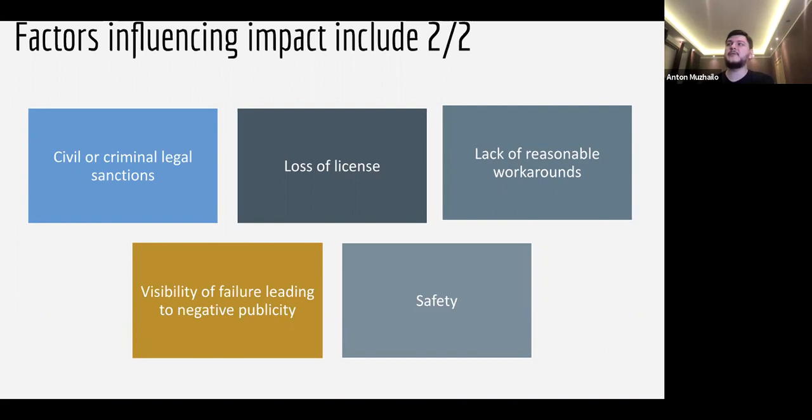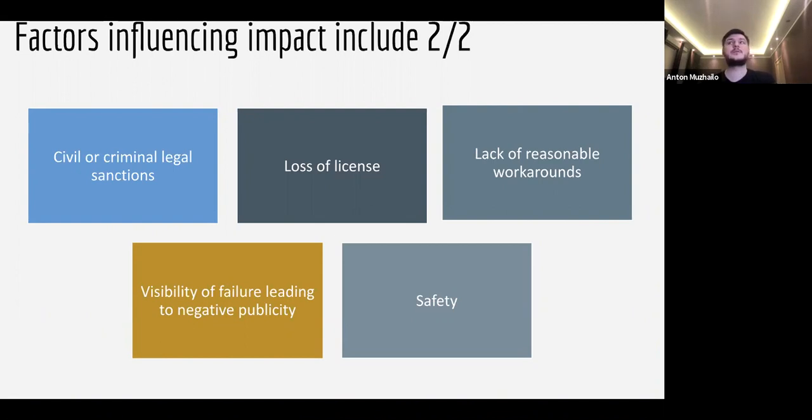If you don't have reasonable workarounds to deal with some risks and problems in this particular area, your impact also grows, because if you don't have workarounds, this problem might be a big problem for you. Okay.